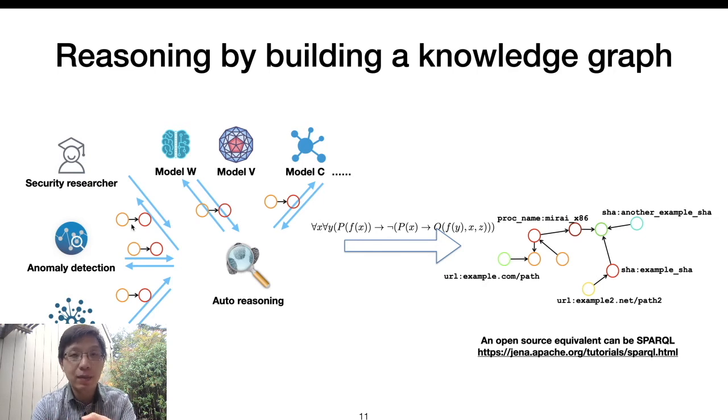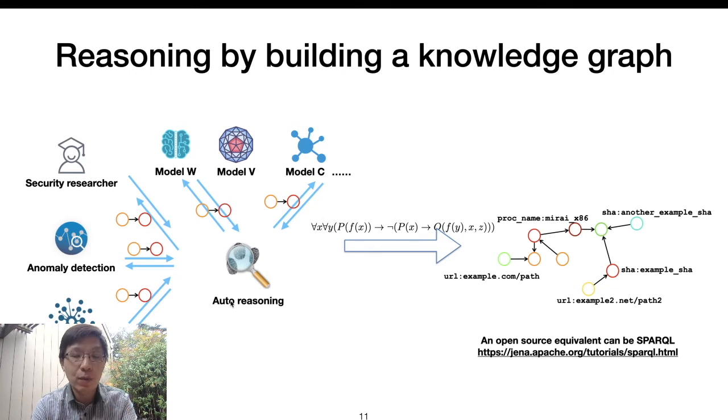Yes, let's write them into subject equal to URL, predicate equal to download, and the object equal to the SHA value. Now we have the piece of knowledge that our machine can understand. With such a piece of knowledge, we put them together into the auto-reasoning framework.